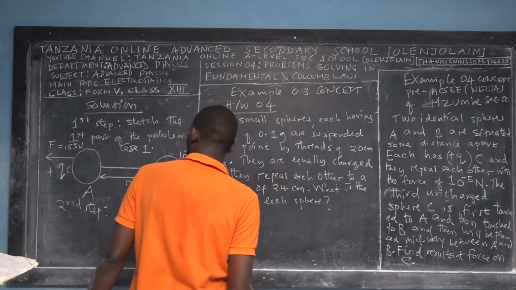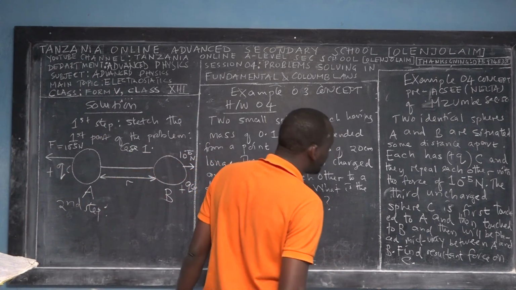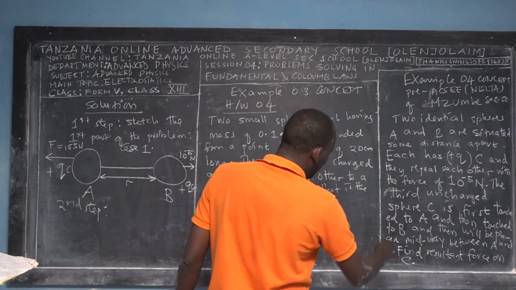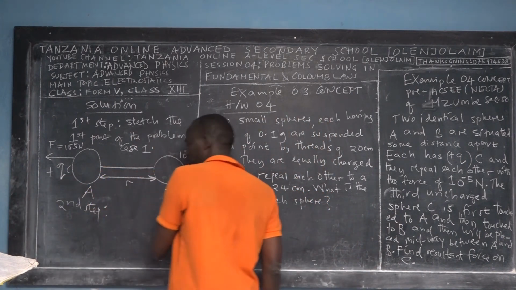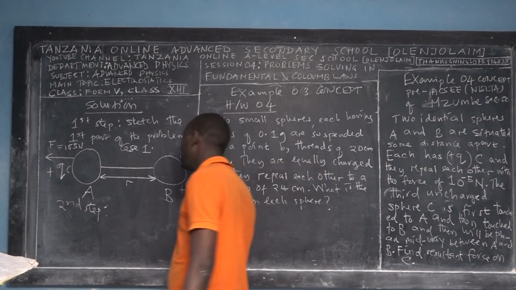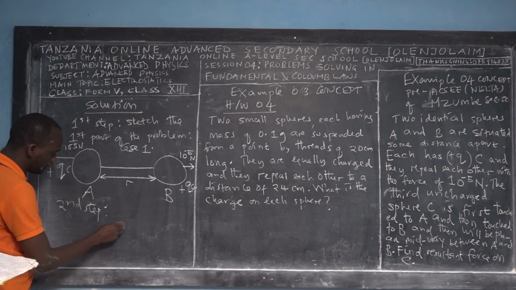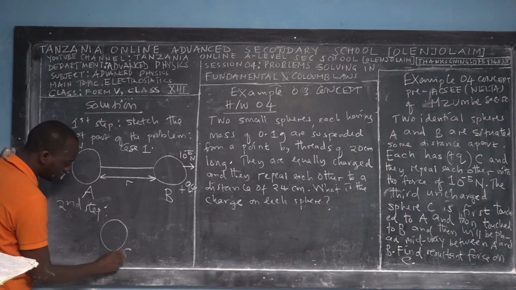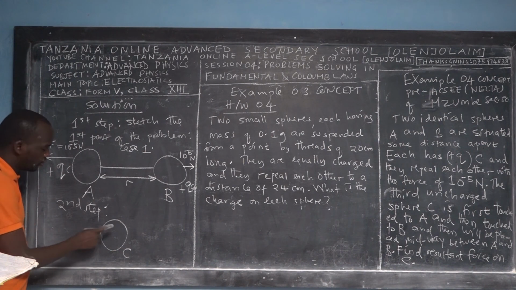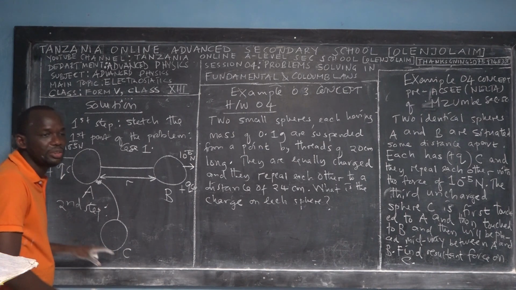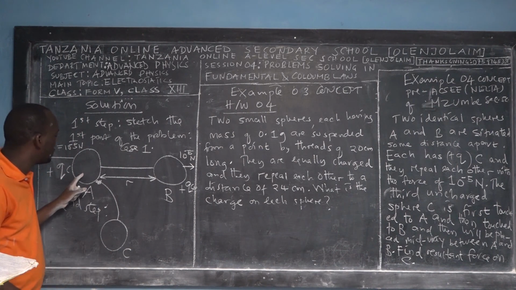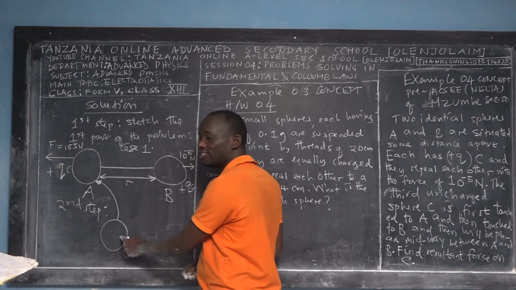So the second step now, we have again a sphere C, the third sphere, which is uncharged. This is charged, and this is charged. Sphere C is uncharged, so its quantity of charge is 0. It has been touched to A. This is an uncharged sphere, but it can be charged. What's going to happen? Sphere A is going to charge sphere C.